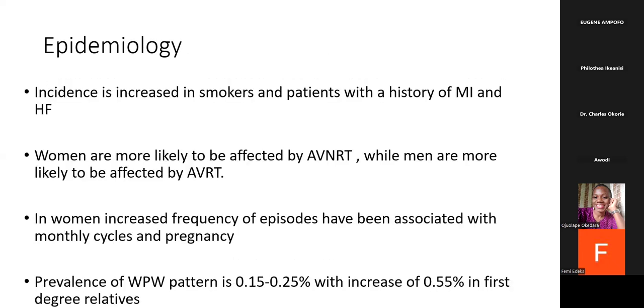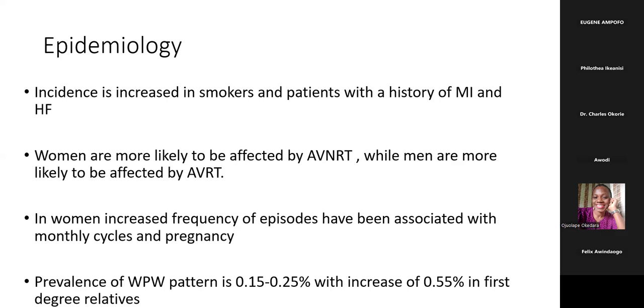Then epidemiology continues. Incidence is increased in smokers and patients with a history of myocardial infarction and heart failure. Women are more likely, as I have already said, affected by the AVNRT, while men are more likely to be affected by AVRT. In women, increased frequency of episodes has been associated with monthly cycles and pregnancy.